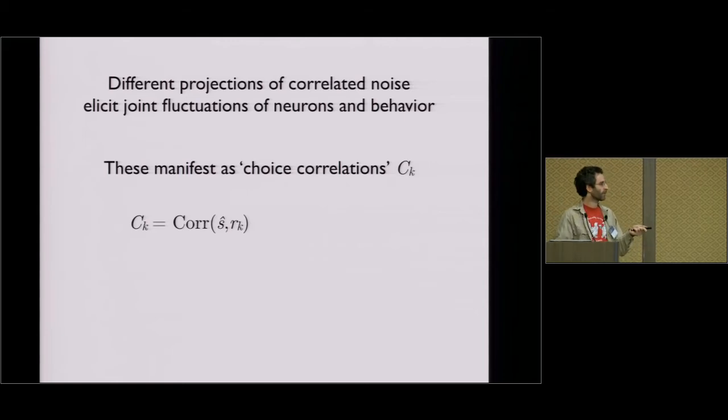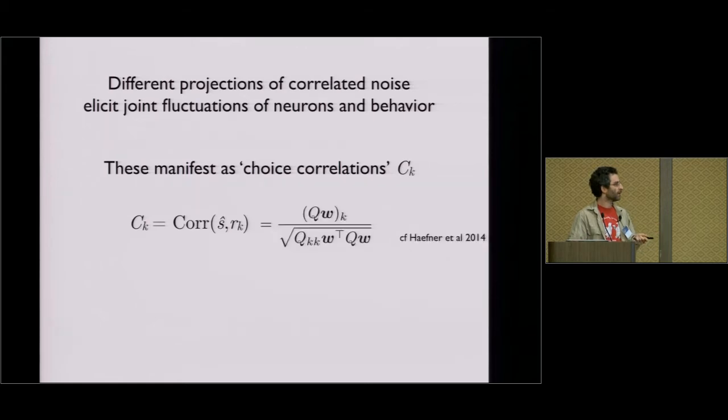So we can do that by calculating the correlation coefficient between the behavior, which is this S hat, and the responsive neuron K. And if we just do a little bit of math, we get this expression which depends on the covariance of the noise and the readout direction. And this is actually just a simpler version of what Hefner published last year. Interesting study there. So we're going to generalize that.